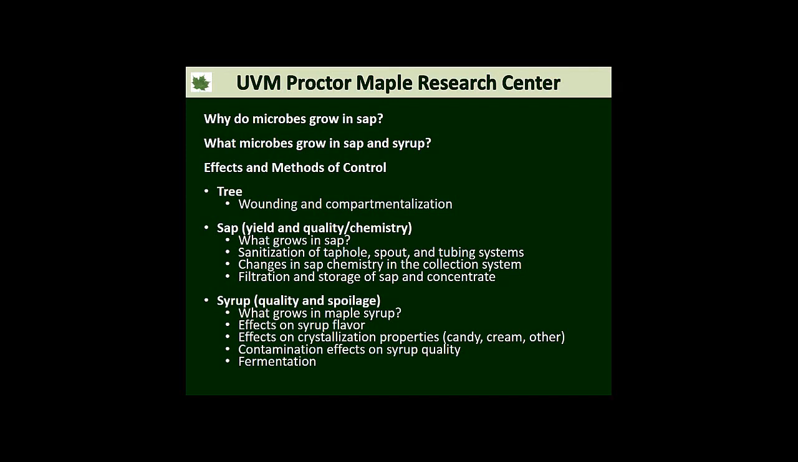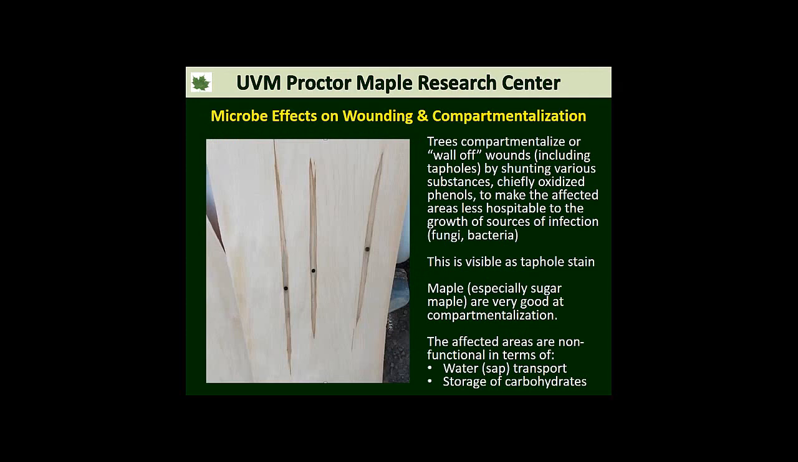We're going to start with the tree and talk about wounding and compartmentalization, and then sap, the effects of microbes on sap, yield and quality and chemistry a little bit, and all these different aspects, and then move on to syrup and how it affects syrup quality, storage, and different types of properties. Lots and lots of interesting effects that microbes have, and they're all over the place, and so we get lots of different types of things going on. First, we'll talk about the microbe effects on wounding and compartmentalization.